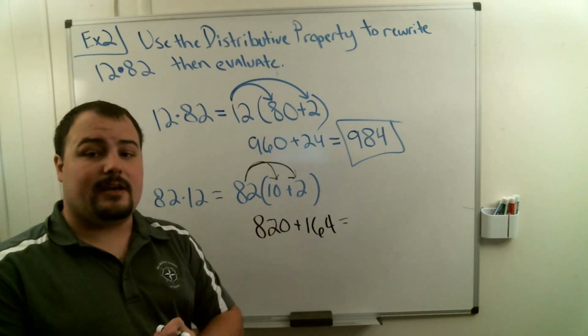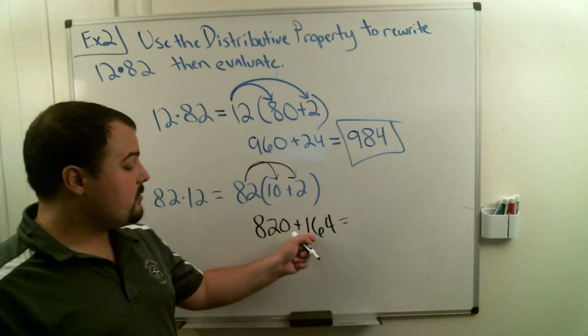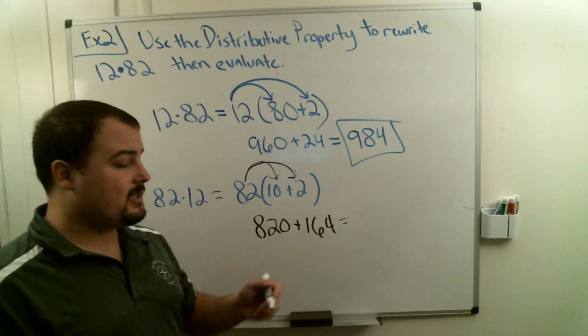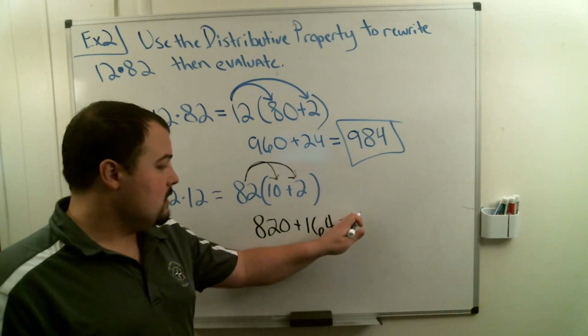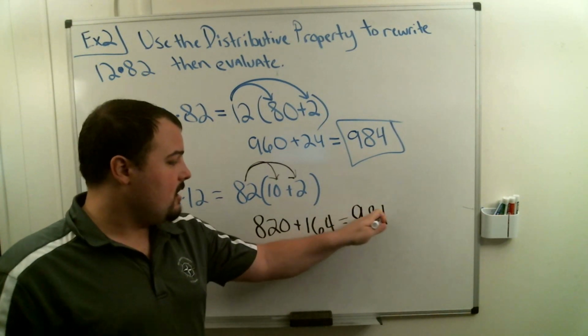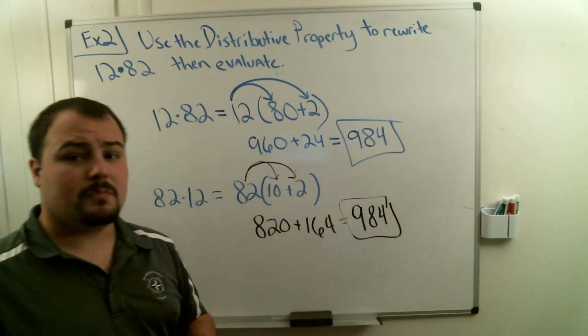Now, I can add these together. 800 plus 100 is 900. 20 plus 64, that's 84. So I get 984 doing it the other way.